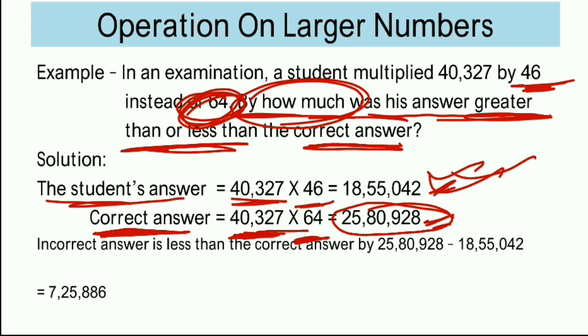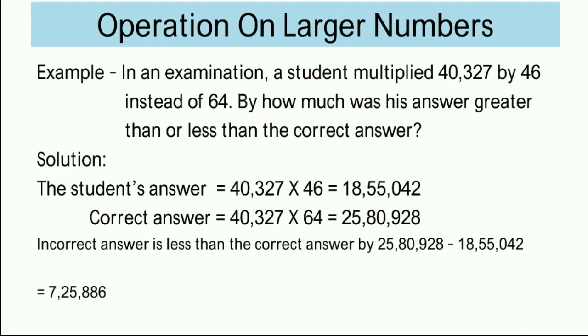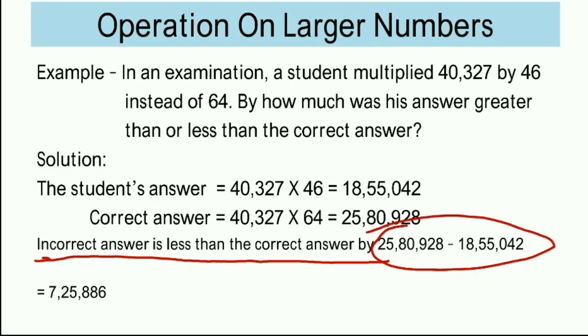Now we have got that he has got the smaller answer, but by how much? In this type of question you have to get the difference, by how much, so we have to find out the difference. The incorrect answer is less than the correct answer by the difference of those two numbers, it means by this much. I hope that you have understood.